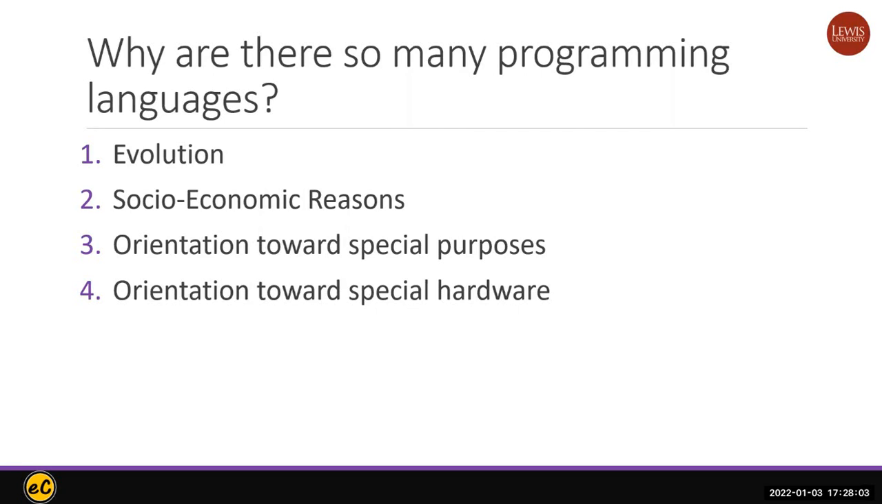And there is also orientation towards special purposes. For example, a language like JavaScript is used primarily for web front-end development. And some are oriented towards special hardware applications, such as the Verilog language, which is only for hardware synthesis.